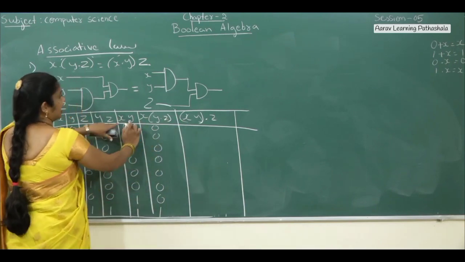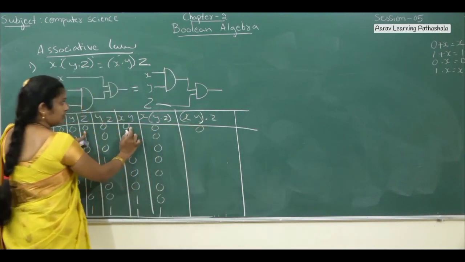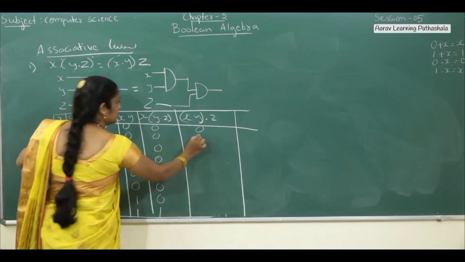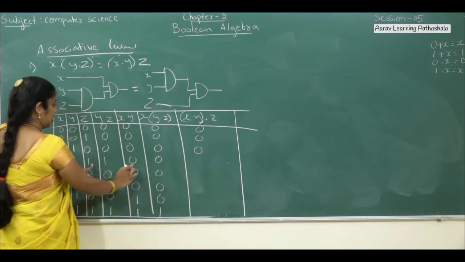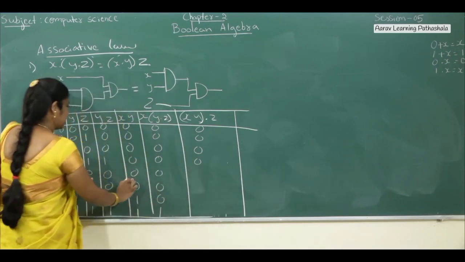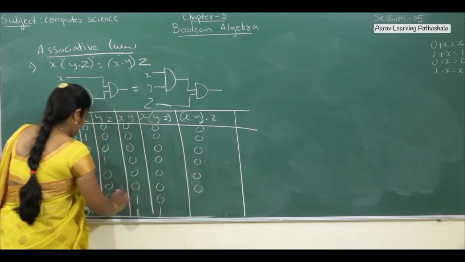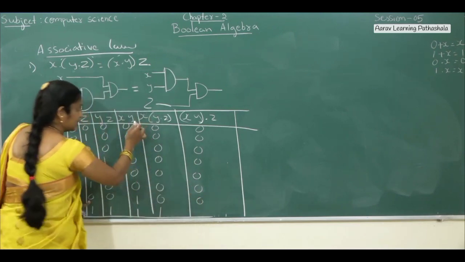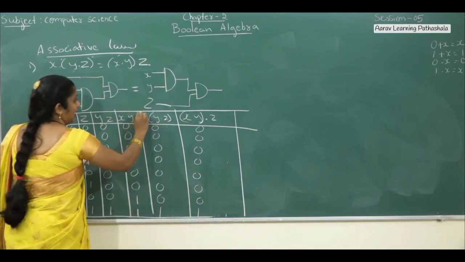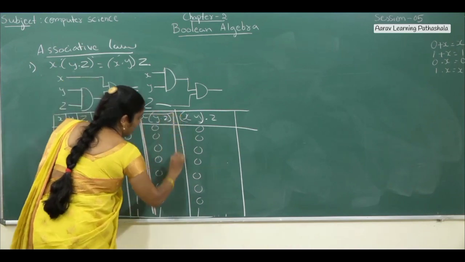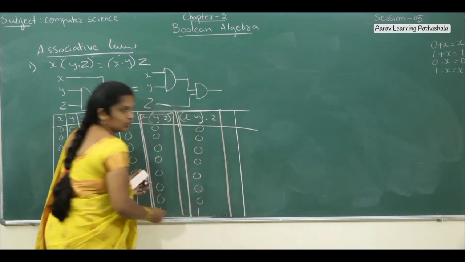Next, for xy into z, you have to take the xy column as well as the z column. 0 into 0, 0. Next, 0 into 1, 0. Next, 0 into 0, 0. Next, 0 into 1, 0. Next, 0 into 0, 0. Next, 1 into 0, 0. Next, 0 into 0, 0. Whereas in the last one, 1 into 1, 1. From this, I can say that x into yz equals xy into z.